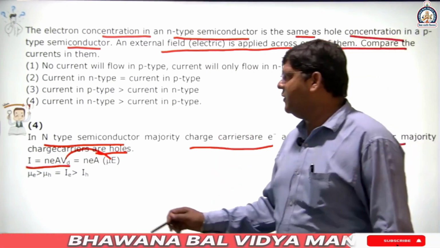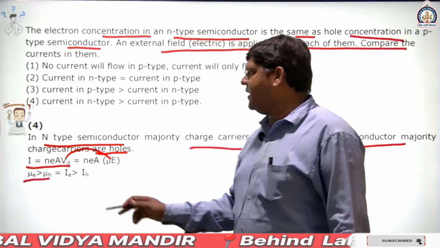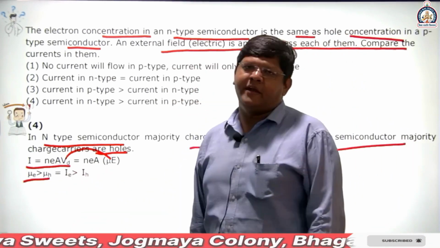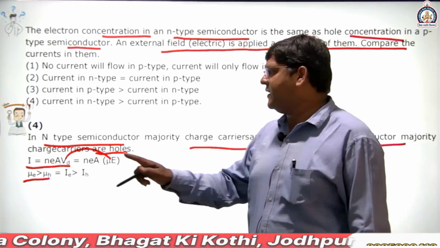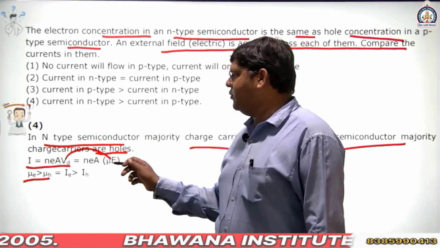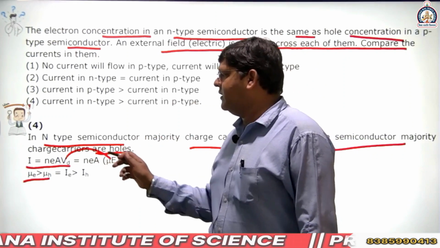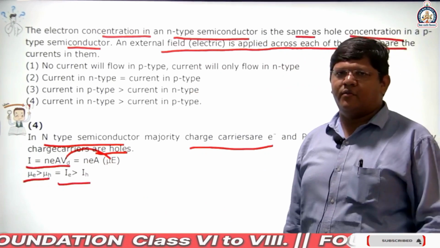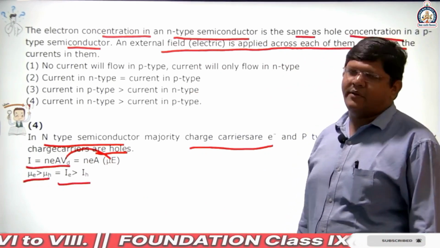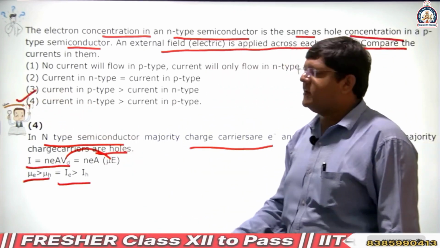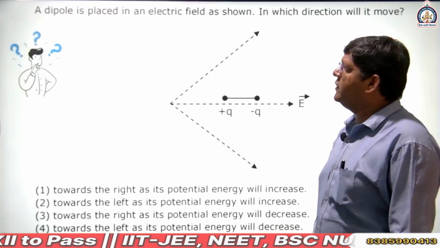Now, we have to compare current. As we all know, mu_e is greater than mu_h. Mu means mobility. Mobility of electron is higher than mobility of holes. So, this formula says if mu_e is higher than mu_h, then I_e must be greater than I_h. More current flows in N-type as compared to P-type. So, option number 4 is the correct explanation. Okay. Moving to the next part.